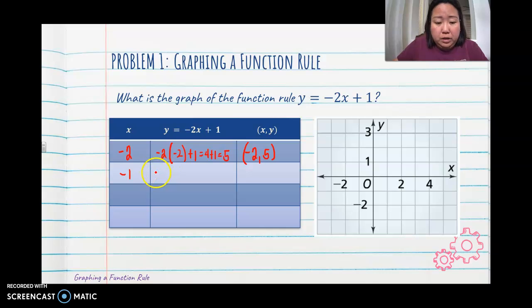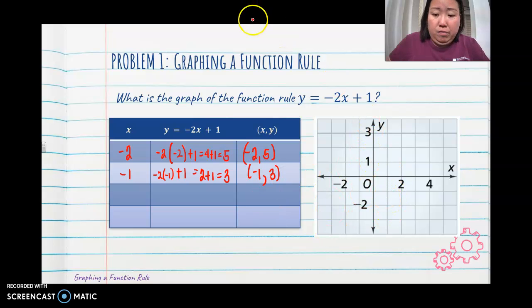So again, just plug in the values. So -2 times -1 plus 1. Okay, that's the equation. So that would be 2 plus 1, and that's going to be a 3. So if you have a -1, then you will have a +3. Can we plot that point now from our area here? Definitely yes. So we can have our -1 is here, and +3 is right over here. Okay.